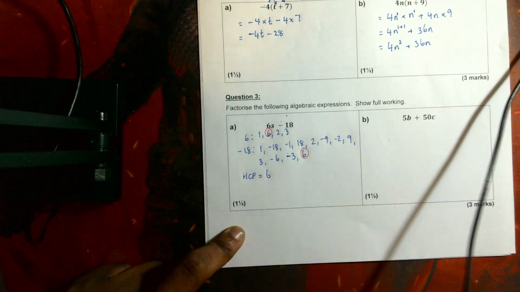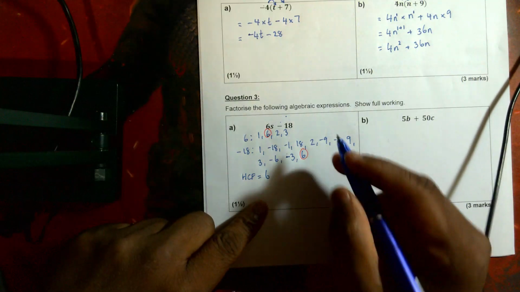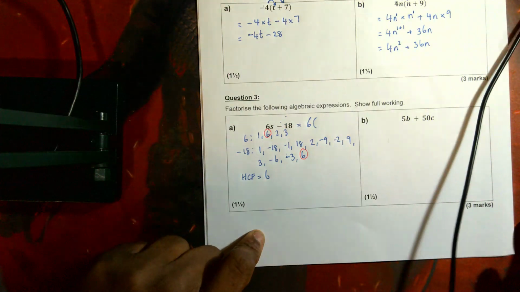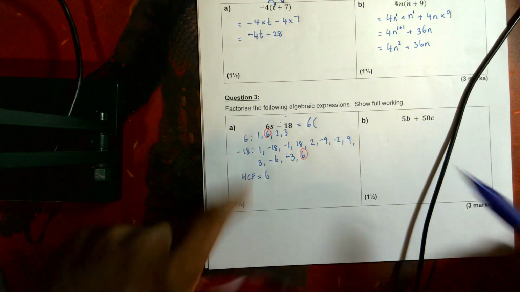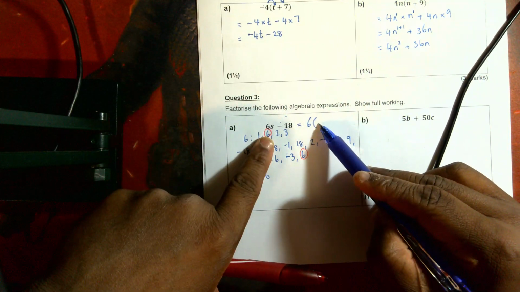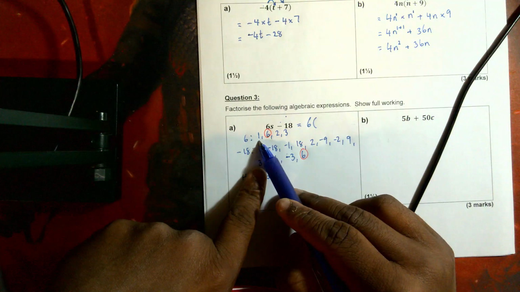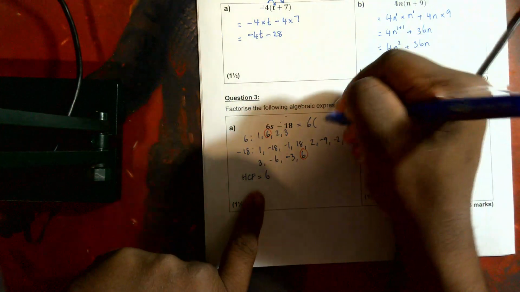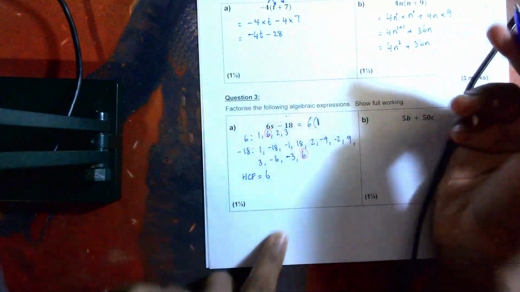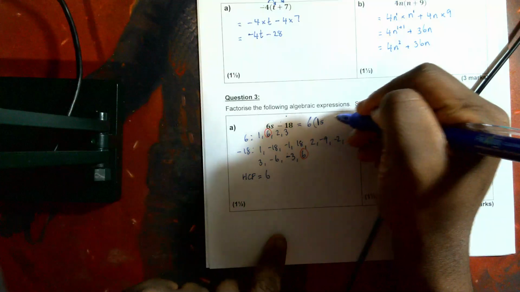So highest common factor is 6. So when we factorize this expression, we are going to take 6 outside the bracket. Now we need to ask ourselves, 6 times what gives us 6? We know 6 times 1 gives us 6. So that's going to be 1 in the bracket. To get an s term, I'm going to multiply it by s.